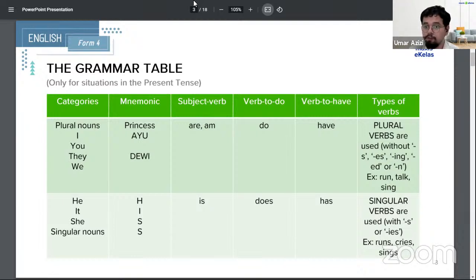This class is for the Form 4 students, which is why we're going to be going quite detailed in this. If you're finding yourself struggling with this, just take it slow and write it down first. We'll go through examples after this to help you understand better.